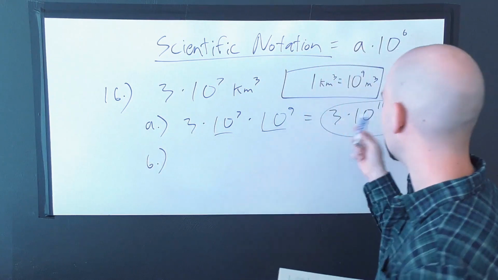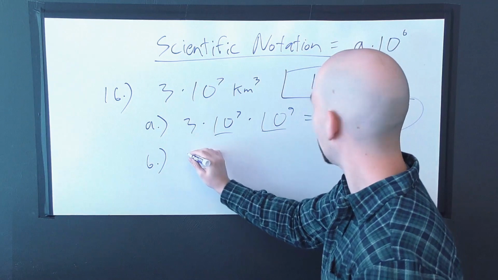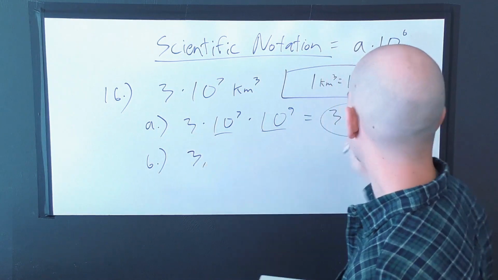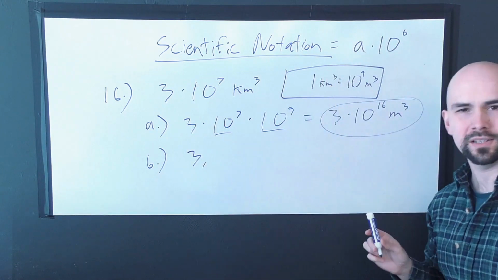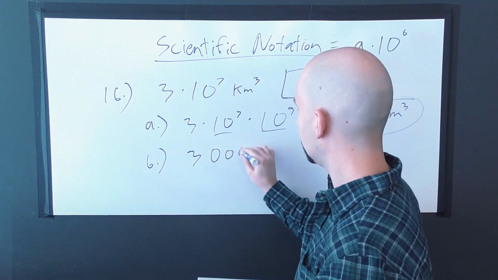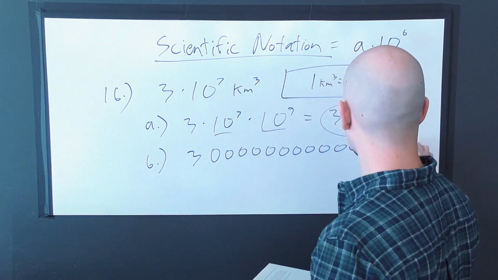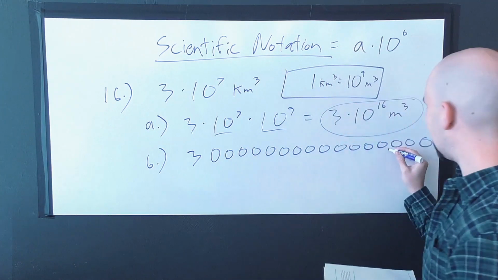Writing it in decimal form just means multiplying it out and then adding a decimal at the end if there isn't already one in the number. So 3 with how many zeros? 10 to the power of 16, so 16 zeros. 1, 2, 3, 4, 5, 6, 7, 8, 9, 10, 11, 12, 13, 14, 15, 16. Add commas every 3.